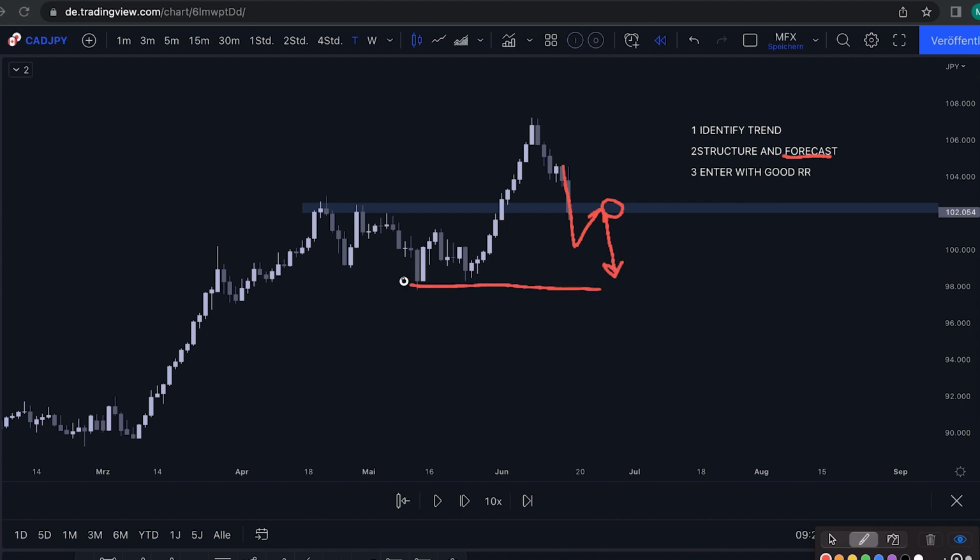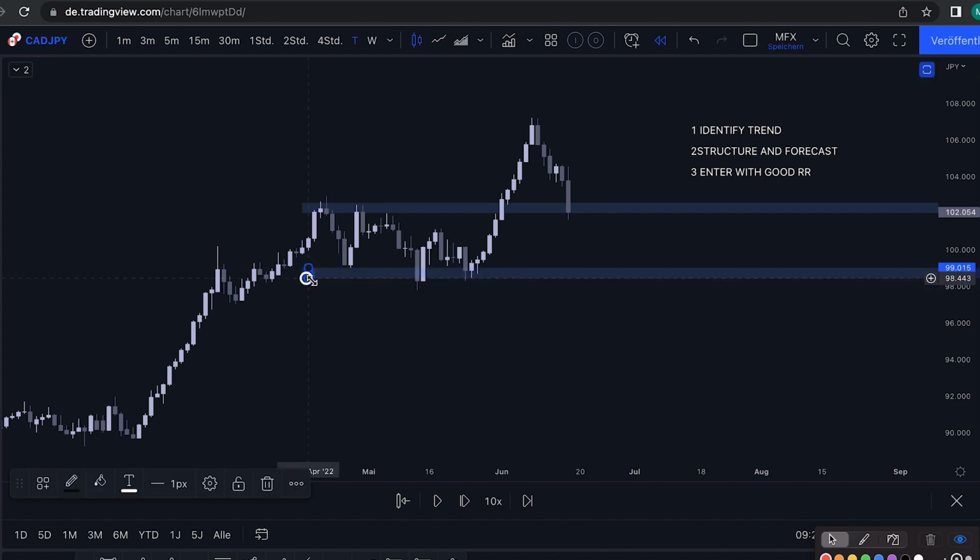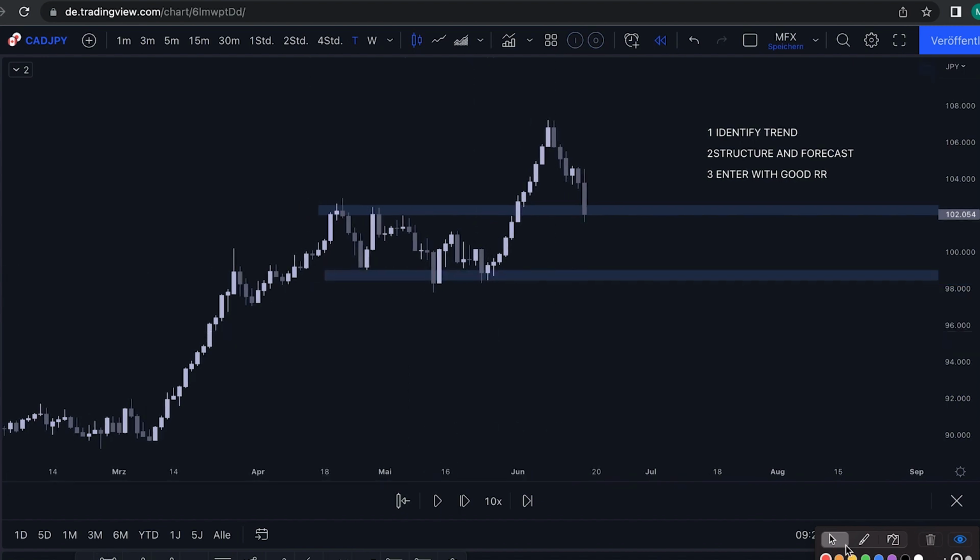Why is this a structure level, guys? When I draw a zone around it, we can see that this structure level is a very good level, because we tested it 1, 2, 3 times right here. So when the market wants to shoot down and we get the retest right here, we're looking for entries to go short into this move.